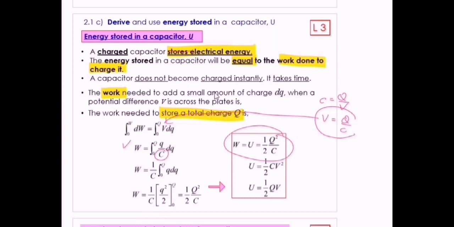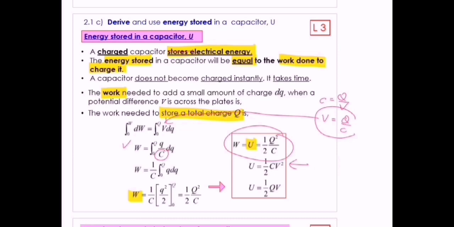We want to calculate the energy, but we know the energy is equal to the work done to charge it. So when we got the work done here, we actually got the energy. But there are another two equations. When we rearrange, we can get the other two equations.